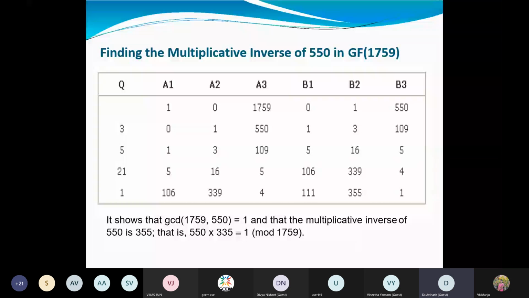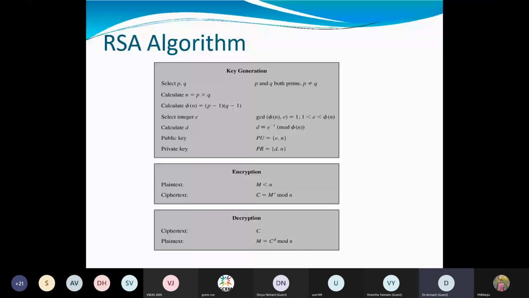So this is again a mathematical way in which we can find out the multiplicative inverse. This is the next algorithm, that is the RSA algorithm. The RSA algorithm works in the way that first is the key generation mechanism, and the next one is the encryption and decryption. So first we have to generate the key. The algorithm which is used for the key generation is shown here.